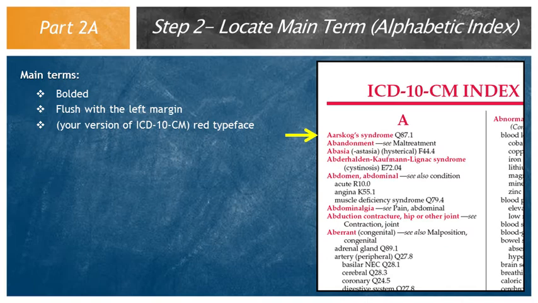Turn to the first page of the index. Notice the main terms are bolded and flush with the left margin. In your version of the ICD-10-CM, the main terms are printed in red typeface. Now pause the presentation and try to find the main term infection.